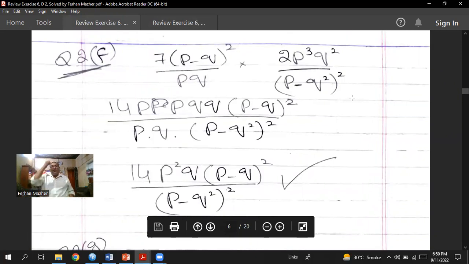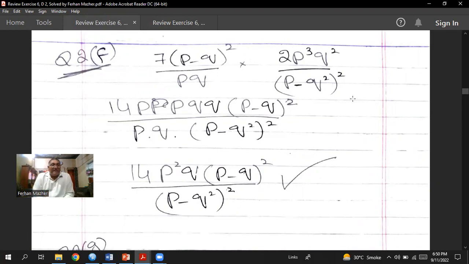So it will be 14, and numerators will multiply with the numerators, the denominators will be multiplied with the denominators, and so you will have 14 p cube q square, bracket (p minus q) whole square. And in the denominator, you will have pq into (p minus q square) whole square.